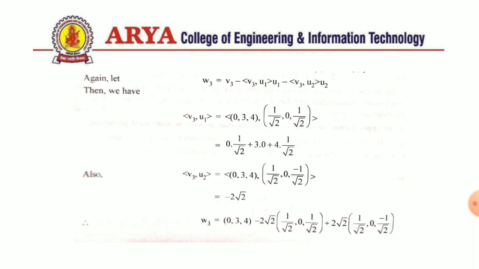Again take W3 equals this one, then we have inner product of V3 with U1, inner product of 0 3 4 and 1 by root 2, 0 and 1 by root 2. If we solve it, then we get this one. Similarly, if we take the inner product of V3 with U2, then we get minus 2 root 2. Again W3 equals this one.